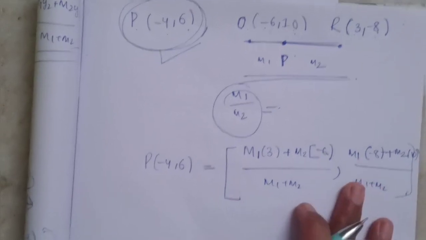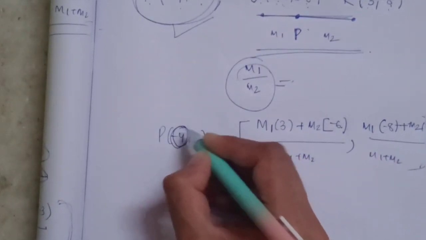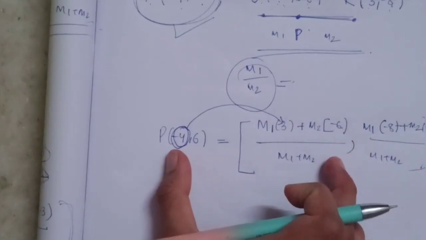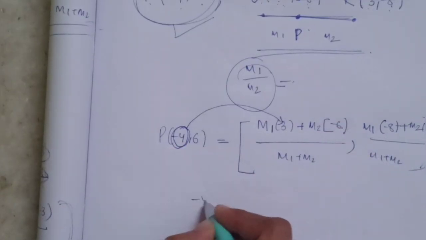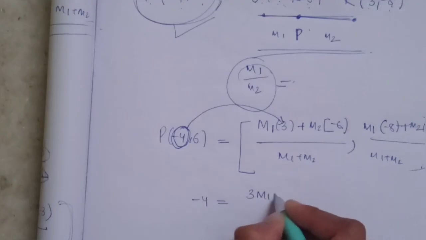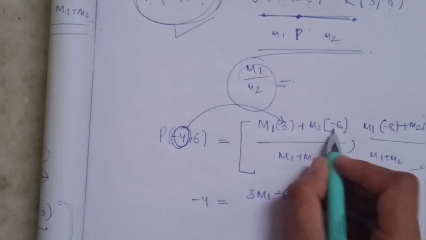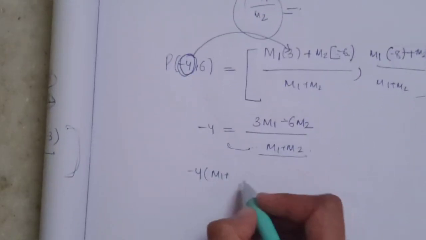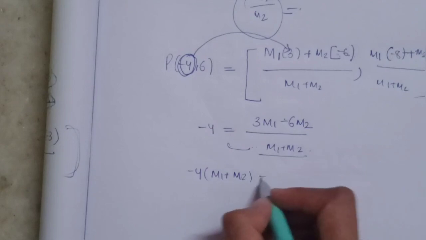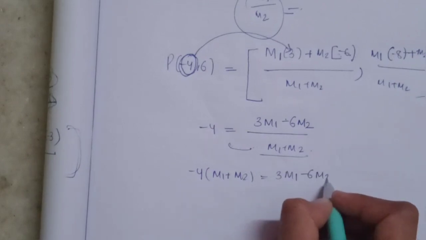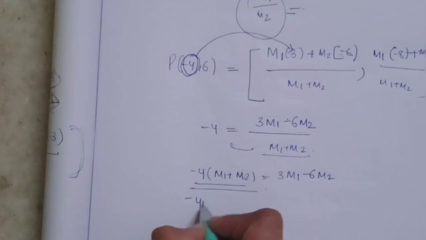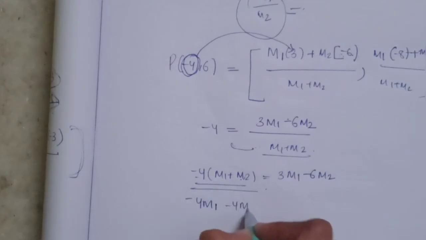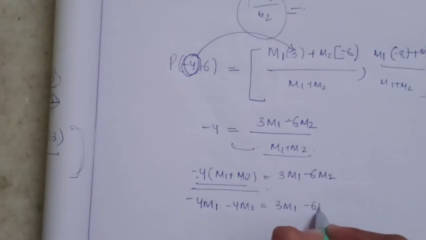Now let us solve individually. So first let us equate the x coordinates. This is the x coordinate, this is x coordinate, both are equal, right? So let us equate it first. So minus 4 is equals to 3m1 minus 6m2 by m1 plus m2. Now just cross multiply this. Minus 4 of m1 plus m2 is equals to 3m1 minus 6m2. So just distribute it. Minus 4m1 minus 4m2 is equals to 3m1 minus 6m2.